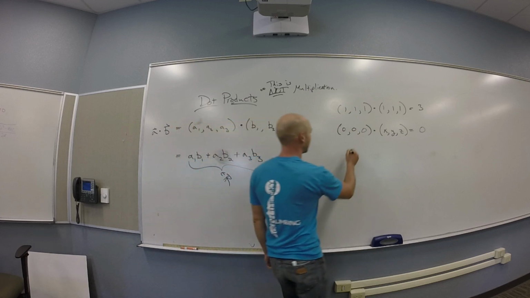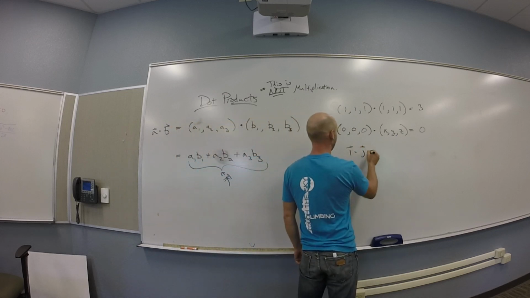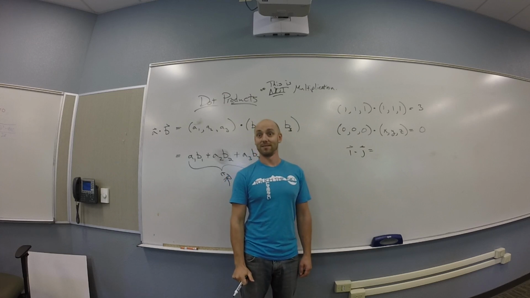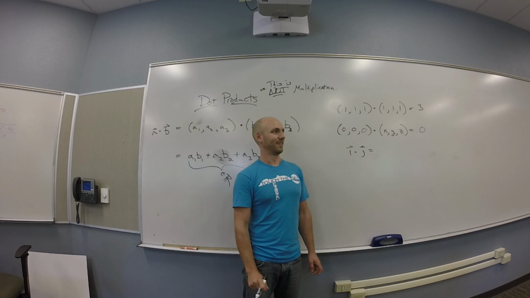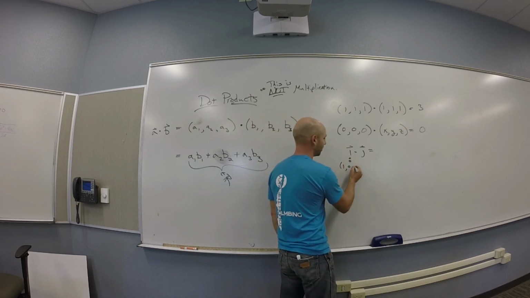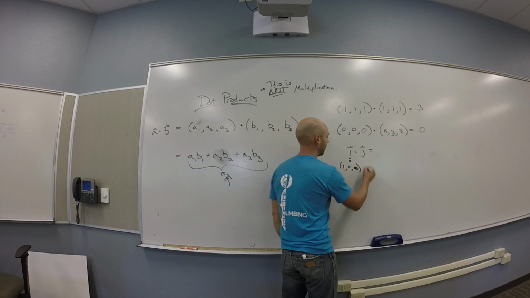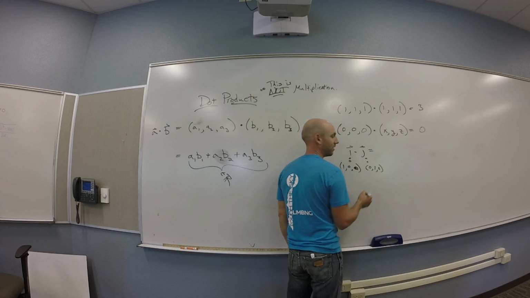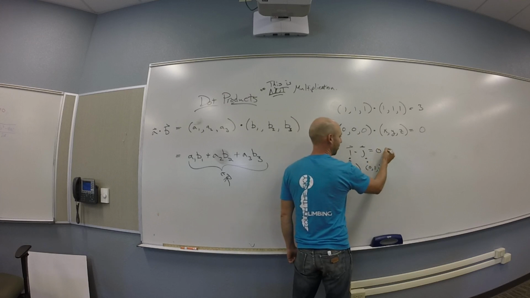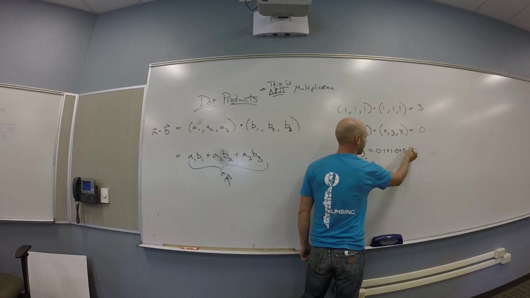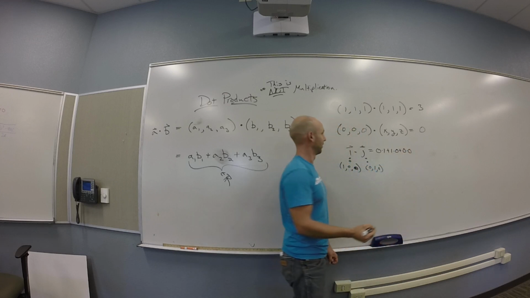How about, what if I dotted with J? You guys remember what I and J were? Oh, you end up getting 0. So this is 1, 0, 0, and this is 0, 1, 0. So you get 0 times 1 plus 1 times 0 plus 0 times 0. So you end up getting 0.